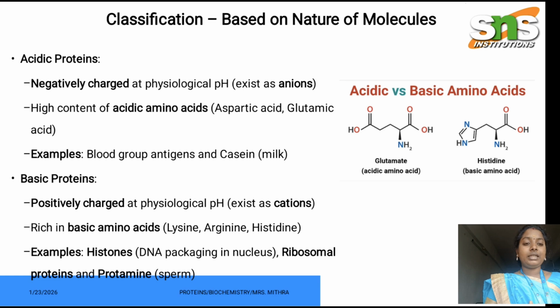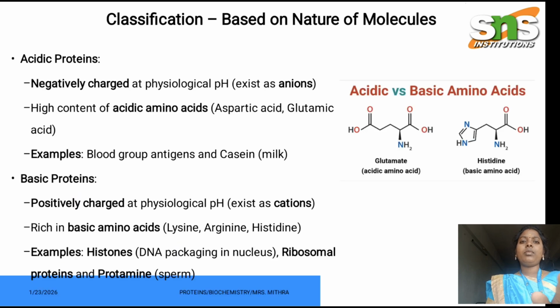Then basic protein is positively charged, and it exists as cations, and it is a rich source of basic amino acids like lysine, arginine and histidine. The examples are histones, for DNA packaging of genetic material, present in the nucleus, and the ribosomal protein and protamine in sperm cells.